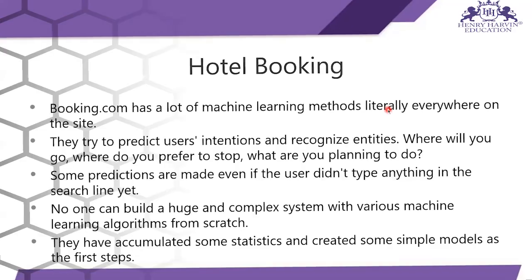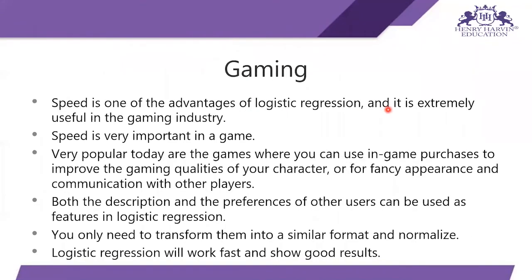So that's all about the hotel booking. And next comes gaming. Speed is one of the advantages of logistic regression, and it is extremely useful in the gaming industry because, as you all know, in gaming, speed is the major factor. If your computer's speed is very slow, then you don't like the game. And speed is also one of the advantages of logistic regression, because logistic regression predicts everything very fast. It doesn't take much time to predict a class. Speed is very important in a game.